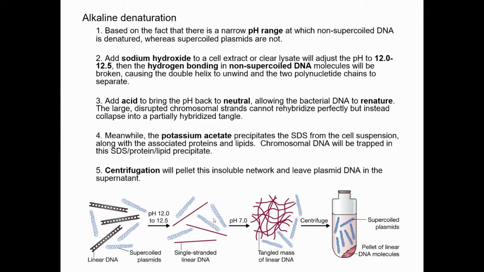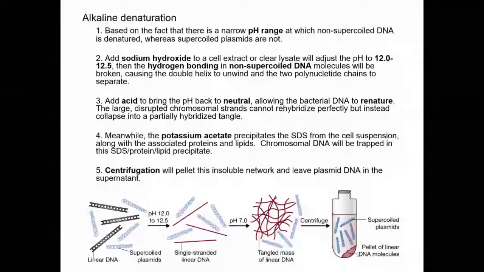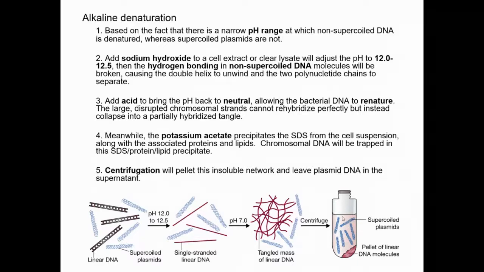And then after this, you bring the pH back to neutral, so that those linear DNA will renature imperfectly. After they renature imperfectly, you can apply centrifugation so that you leave the supercoiled DNA, the plasmid DNA, in the supernatant. You pellet all the debris and also the linear DNA at the bottom, so that you can remove this supercoil, and then it is subject to phenol-chloroform extraction and ethanol precipitation, and then you can get the pure plasmid DNA.